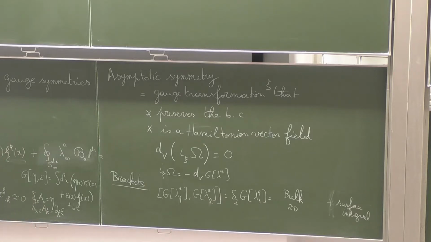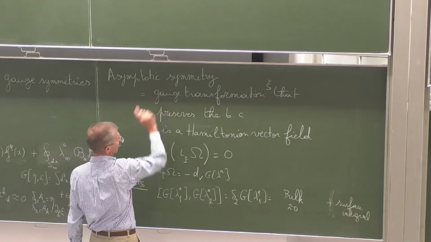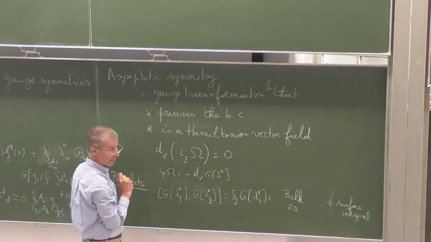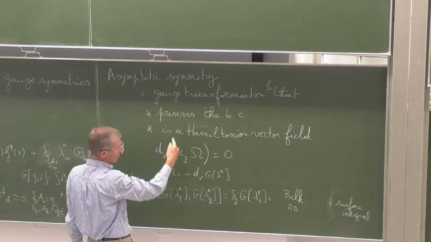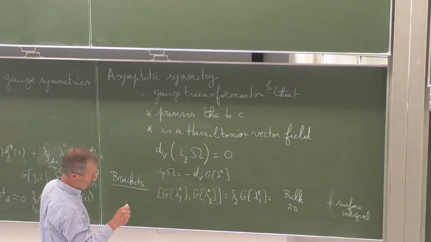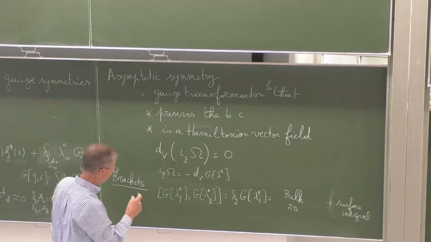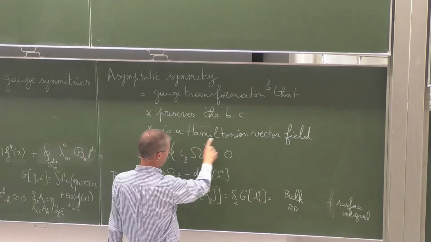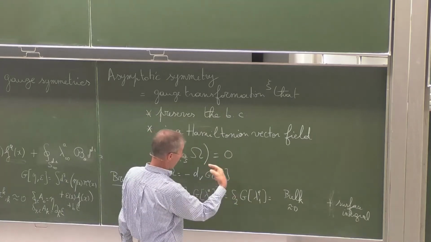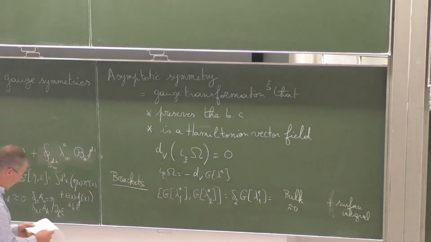To be more precise, the bracket of two asymptotic symmetries is an asymptotic symmetry. It preserves the boundary conditions, because if you act with a vector field that annihilates something and take the Lie bracket of two such vector fields, of course it annihilates, so the boundary conditions will be preserved. It's a Hamiltonian vector field and we see that the generator is of the same type. So the bracket of two asymptotic symmetries is an asymptotic symmetry. They form an algebra. Marc?